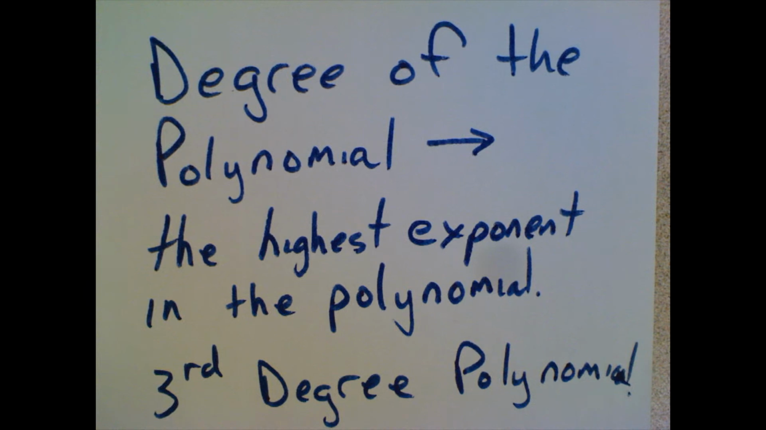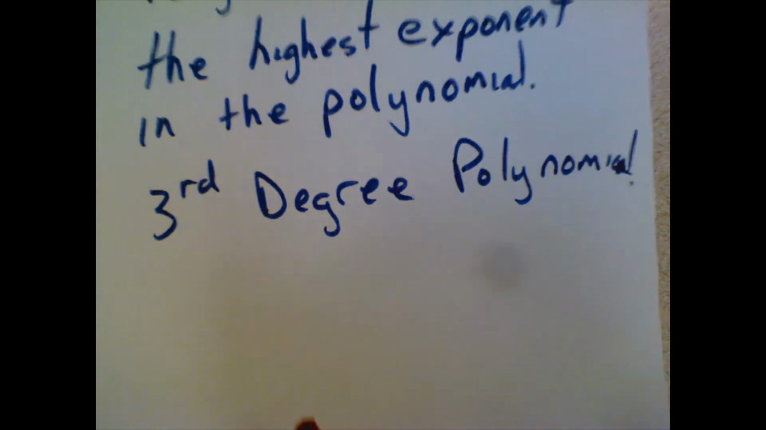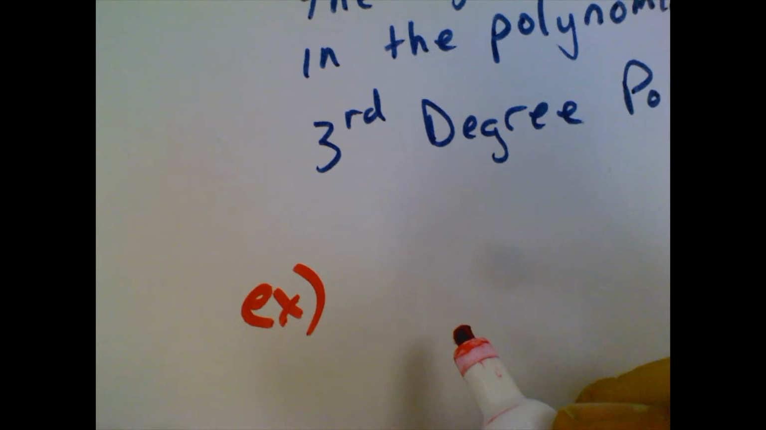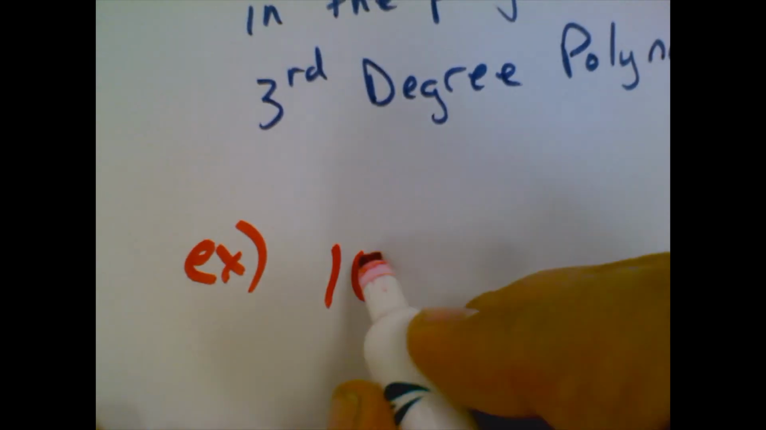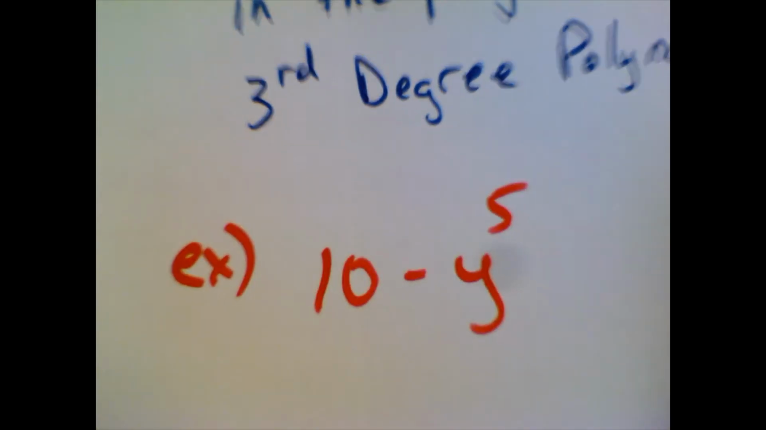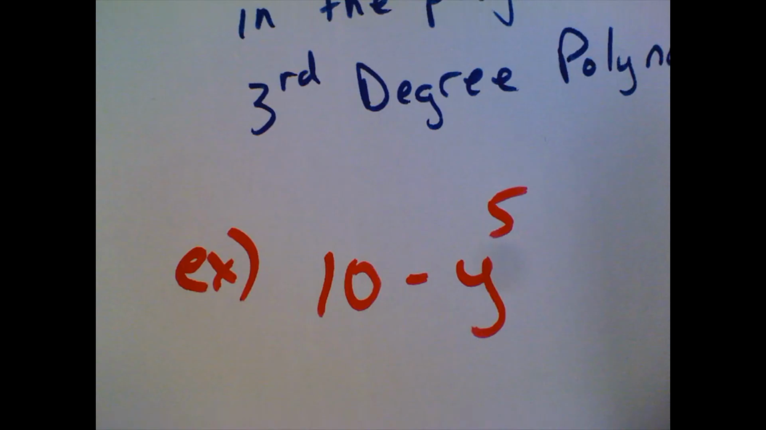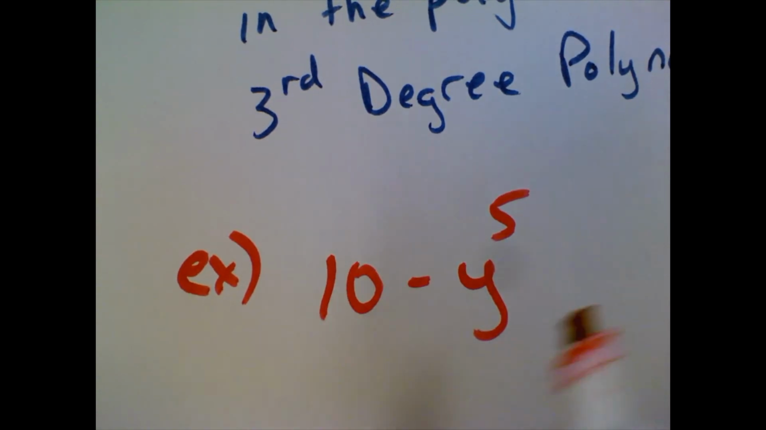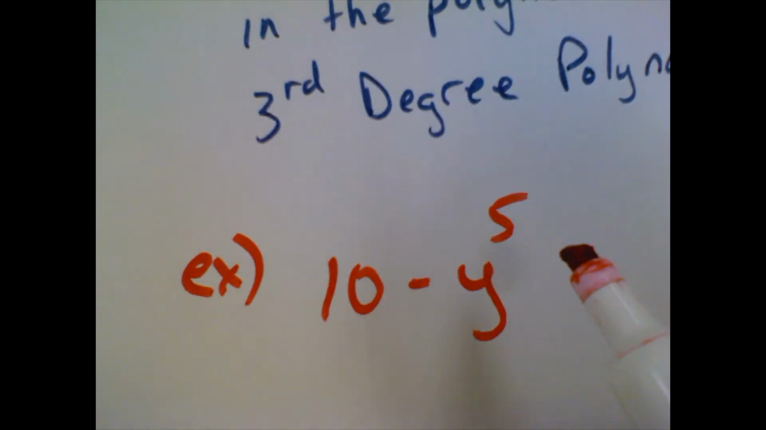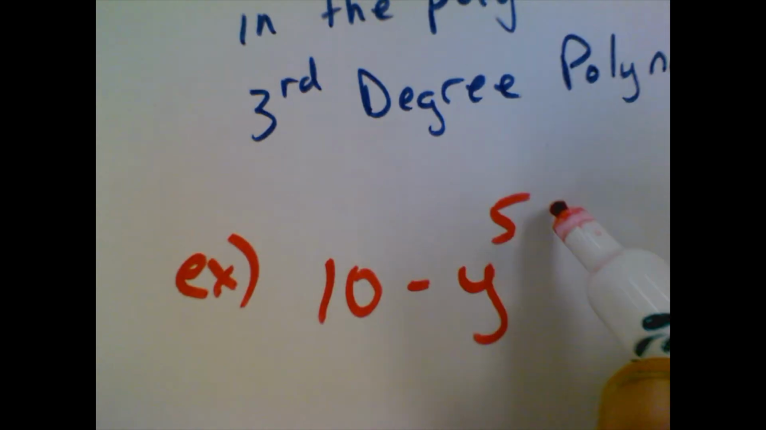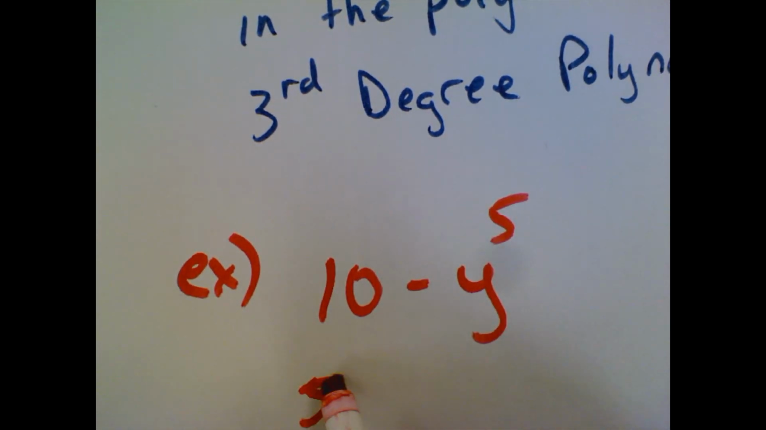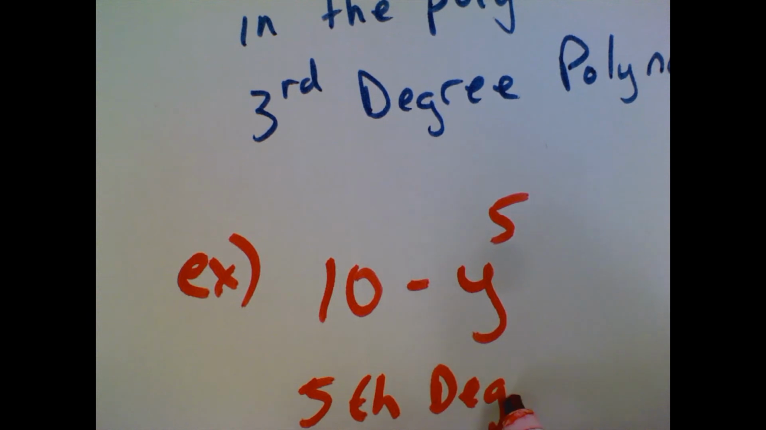Okay, let me look at another example. Here's another example of a polynomial. Let's say I have 10 minus y to the fifth. Okay, if we categorize this polynomial by the number of terms, it would be a binomial. And the degree of the polynomial is 5. So this would be a fifth degree polynomial. Okay, fifth degree polynomial. Sorry about that.